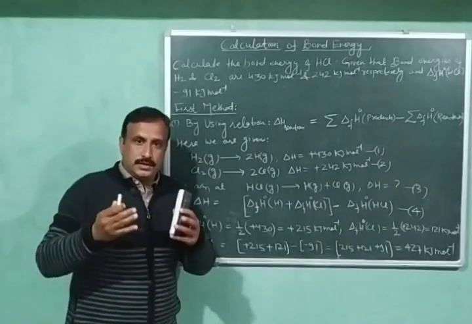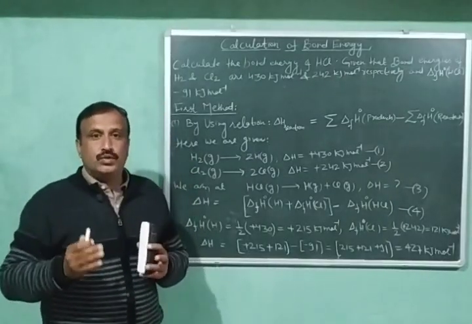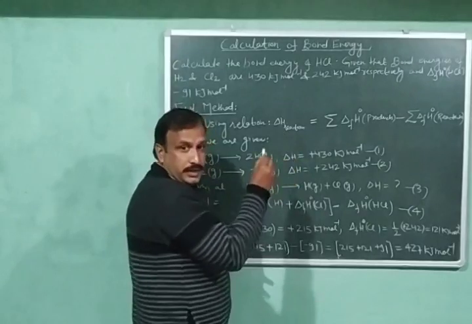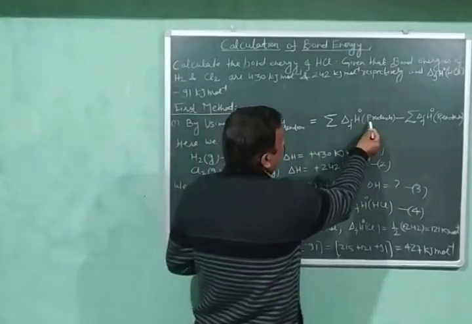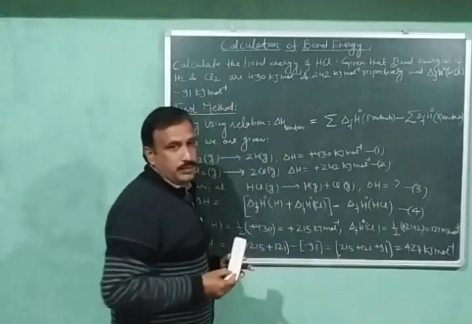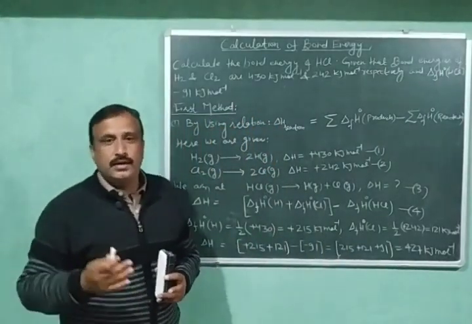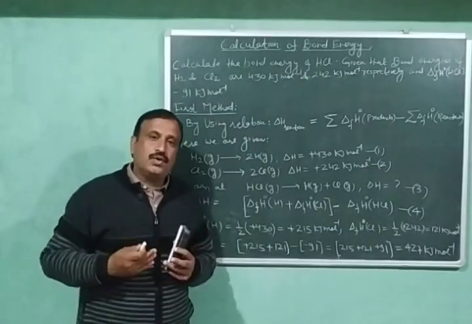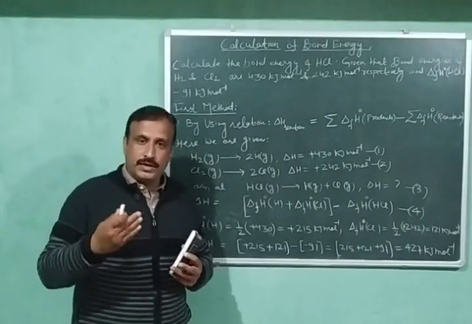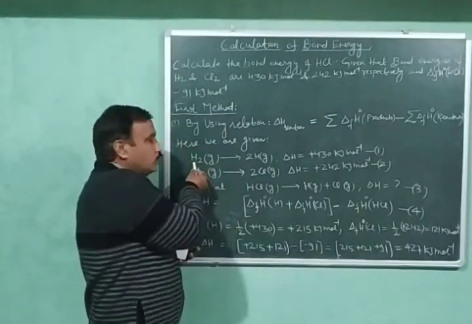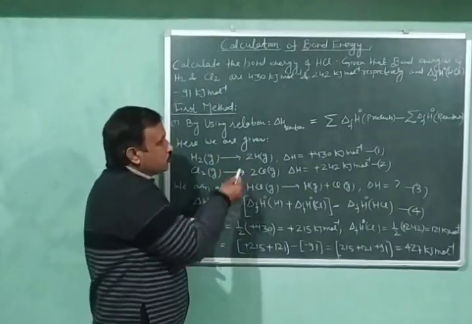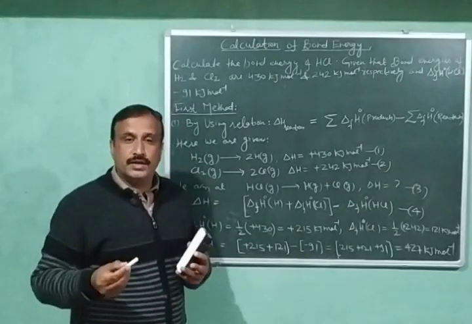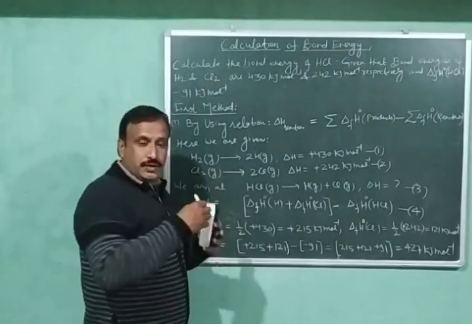Okay, so let us discuss the first method. First of all we will calculate the bond energy of HCl using this relationship: delta H of a reaction is equal to the sum of the enthalpies of formation of products minus the sum of the enthalpies of formation of reactants. Here we are given the bond energies of hydrogen and chlorine, and we know that the bond energy of hydrogen is the amount of energy required to dissociate 1 mole of hydrogen molecules into 2 moles of hydrogen atoms, and the energy absorbed during this reaction, that is delta H of the reaction, will be equal to the bond energy of hydrogen.